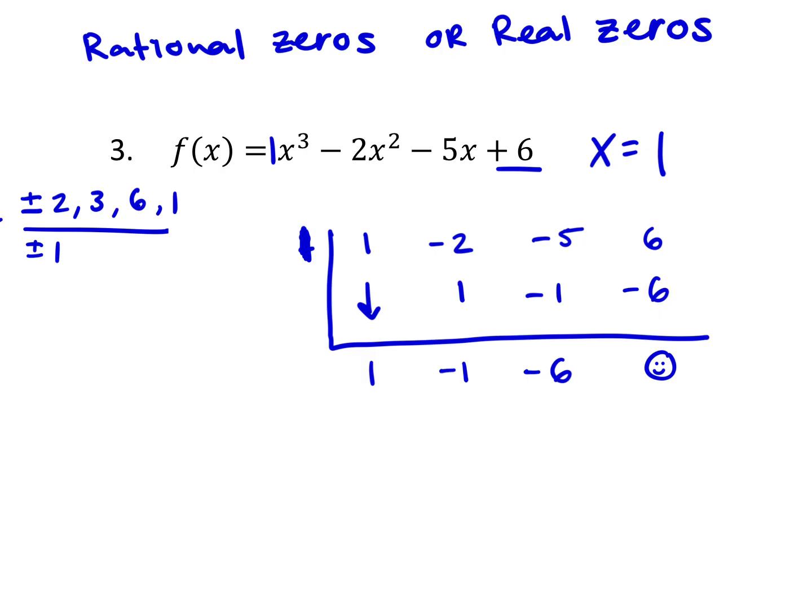From here, now let's factor. So same thing that we were doing before. We started with x to the 3rd power. Our answer is now going to start with x to the 2nd power minus x minus 6. So x squared minus x minus 6. Once you get down to x squared, you can just factor it like normal. What are 2 factors of -6 that add to -1?